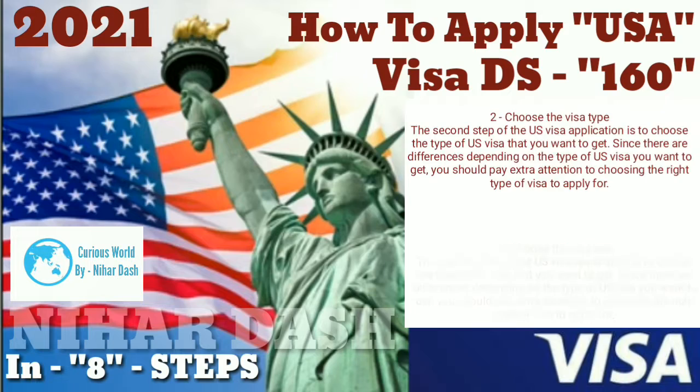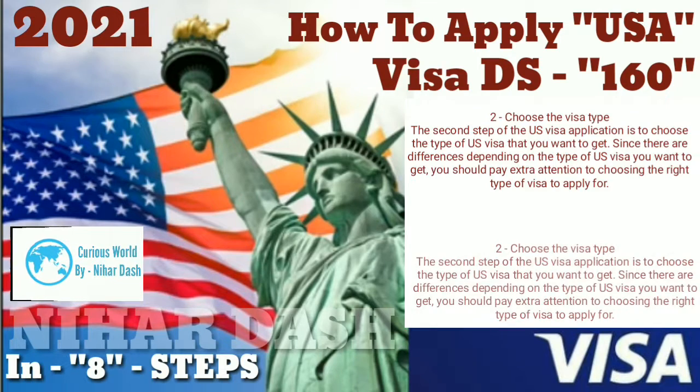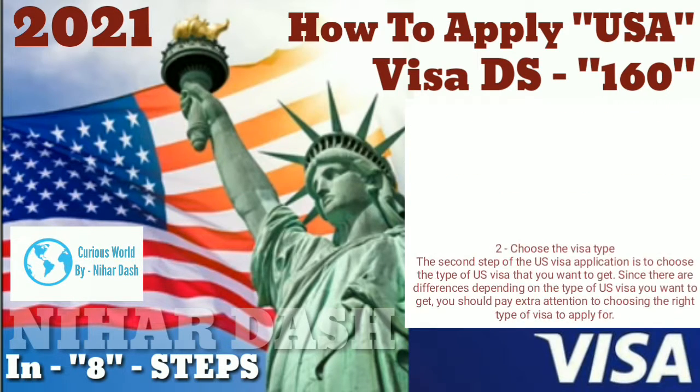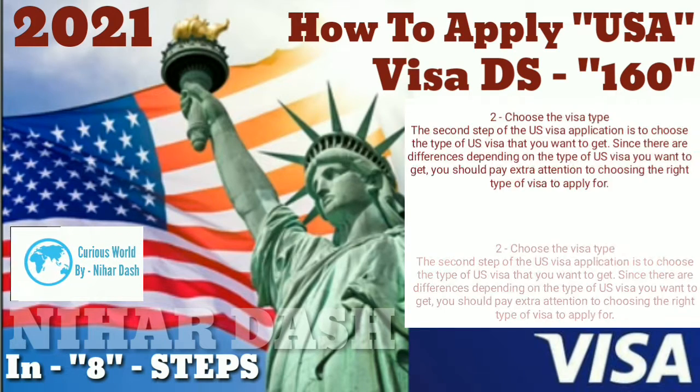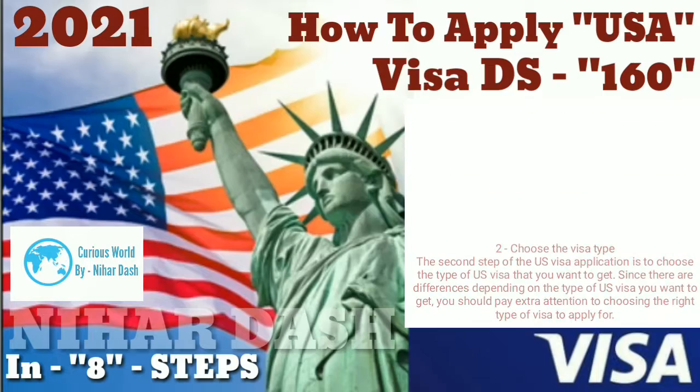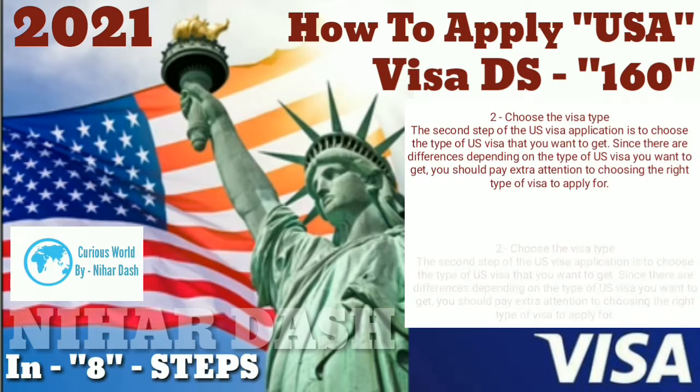2. Choose the visa type. The second step of the U.S. visa application is to choose the type of U.S. visa that you want to get. Since there are differences depending on the type of U.S. visa you want to get, you should pay extra attention to choosing the right type of visa to apply for.